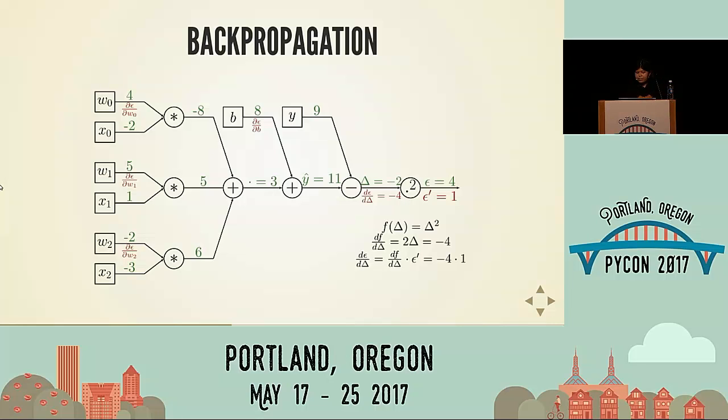So let's work through a concrete example. The function here is just taking the square. The derivative of that is just 2 delta. Delta here was -2, so our local gradient was -4. And we multiply that by the gradient calculated so far, 1. And so the gradient of the error with respect to delta is going to be -4. And we're just going to do that over and over again, backpropagating through the graph. You're welcome to download the slides later and work through it yourself.